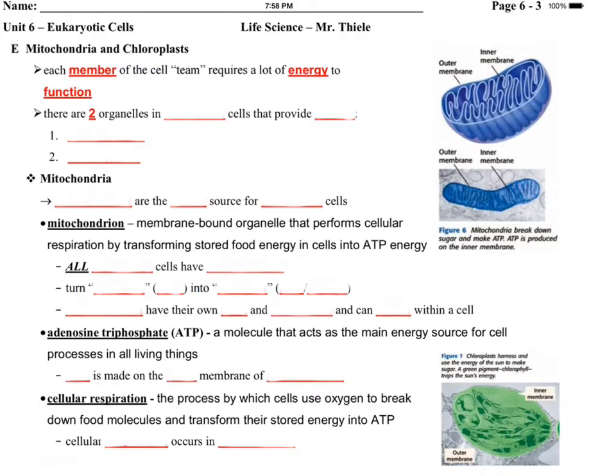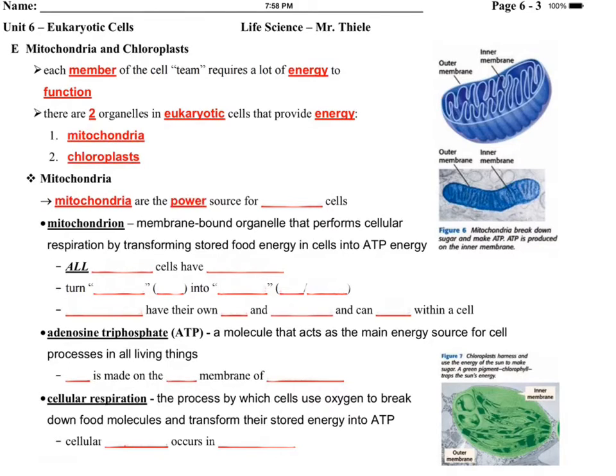There are really two organelles in eukaryotic cells that provide energy. There are two specific organelles that deal exclusively with controlling, providing and using energy, or taking energy and converting it into a usable form for the cell. These two organelles are the mitochondria and chloroplast. So we'll talk about mitochondria first, and then we'll talk about the little bit more specialized chloroplast.